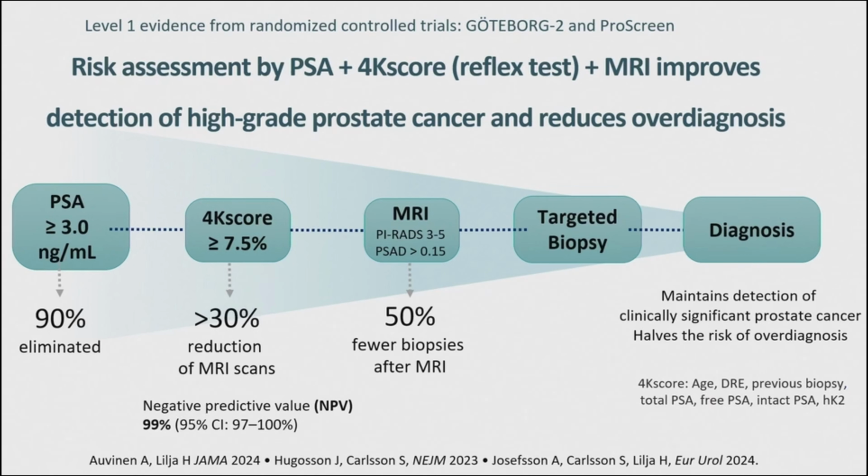And if you use this as a reflex test between the PSA and MRI, you can see that you reduce the number of scans needed by 30%. And if those men then go on to MRI, you have 50% fewer biopsies. So it's really making the whole chain more efficient, and the negative predictive value of this chain is 99%.